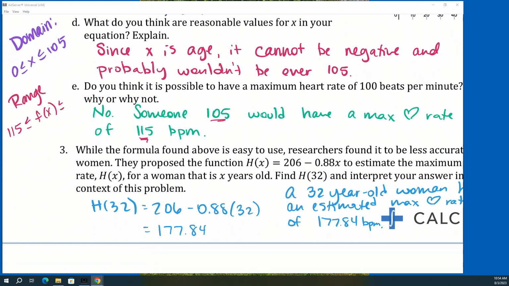I'm putting f of x in the middle. We don't use y a whole lot in pre-calculus or calculus. We always kind of refer to it as the name of the function. And then what about the highest? 220. So little bee babies have super high heart rates.